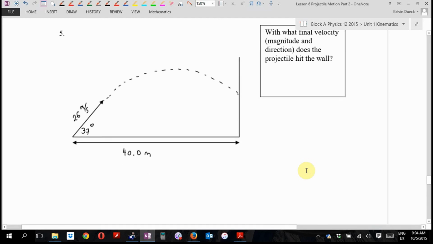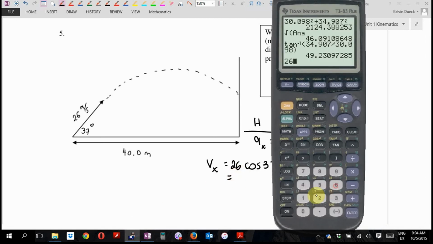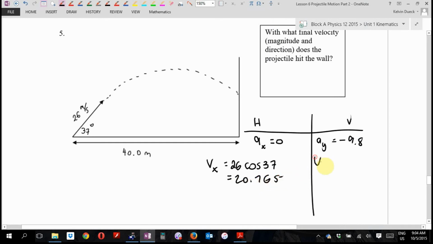So, here we go. Let's go horizontal, vertical. Let's put all my data over here. Oh, I can do this right away. In the interest of time, no pun intended, I know Vx is going to be 26 cos 37, which is going to be 20.765. And I know that Vy initial is going to be 26 sine 37, because Vy is sine.